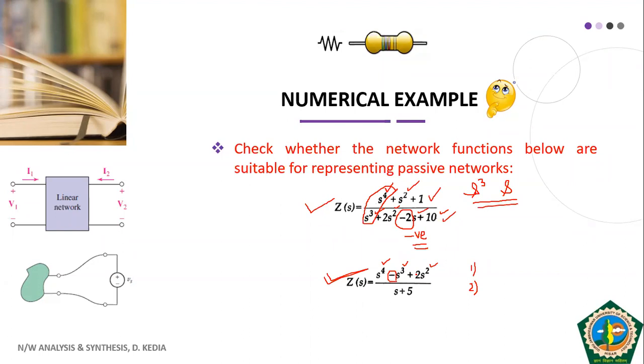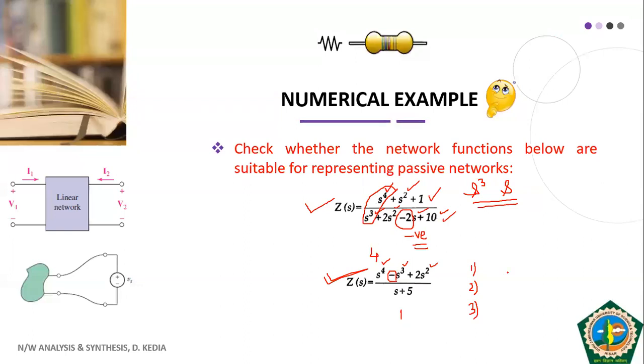Now let us see another discrepancy, or restriction, which is not followed here. The degree of the numerator is how much? 4. And what is the degree of the denominator? It is 1. So that difference could be 1 only, but here that difference is 3. That is another important thing that is missing here.